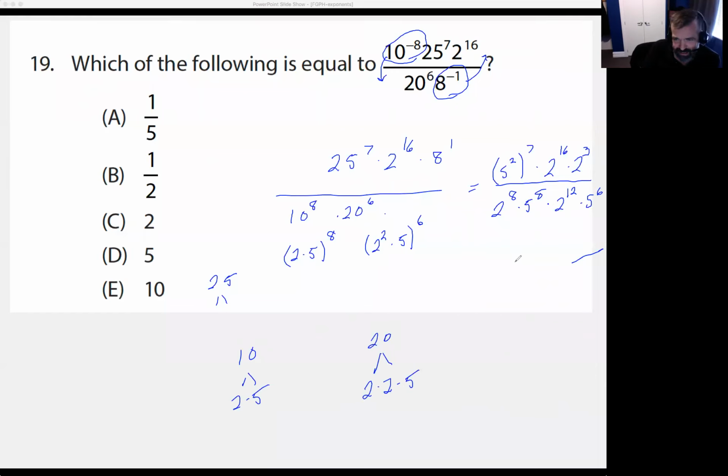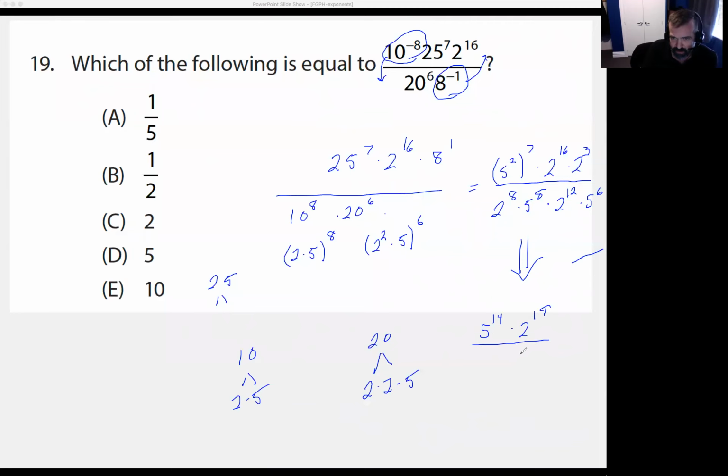So if I take the top, and I'm going to move this down here. Up top, I have 14 5s. And then how many 2s overall? I got 16 2s, and then I got 3 2s. So how many 2s up top? All right, so that is 2 to the 19th power.